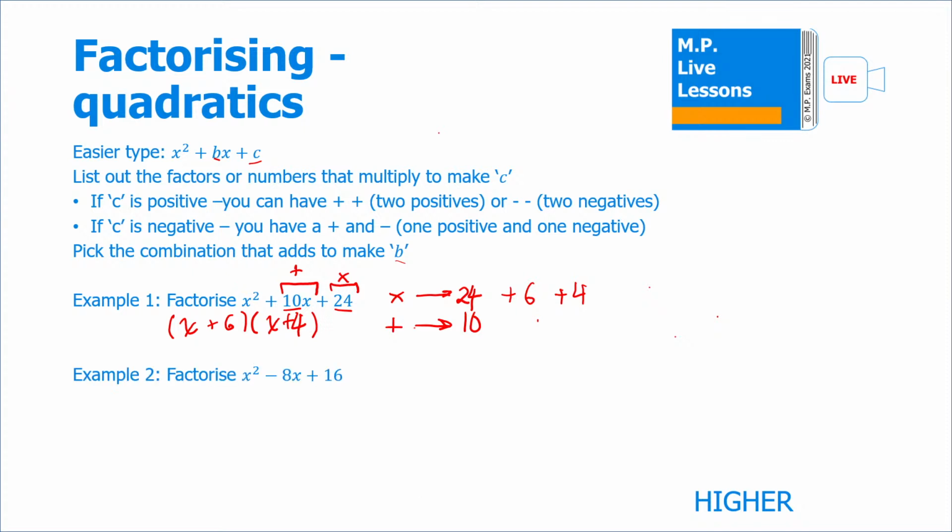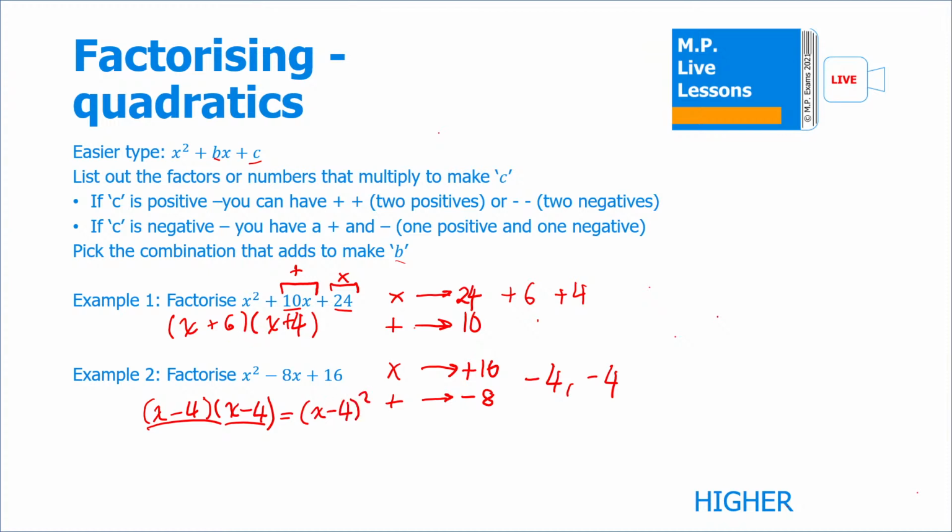The second example could be this. So again, they'll multiply to get positive 16, then add to get negative 8. If you spend a while on this, your 2 factors are negative 4 and negative 4. So you'd get x minus 4 times x minus 4. Since it's the same thing being multiplied, you could actually write this as x minus 4 in brackets squared.